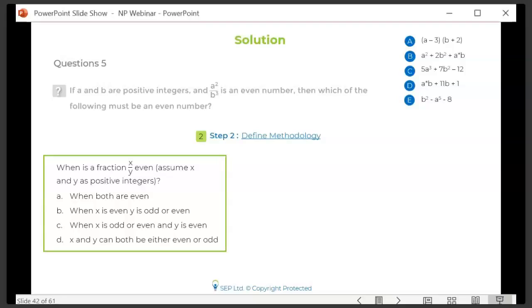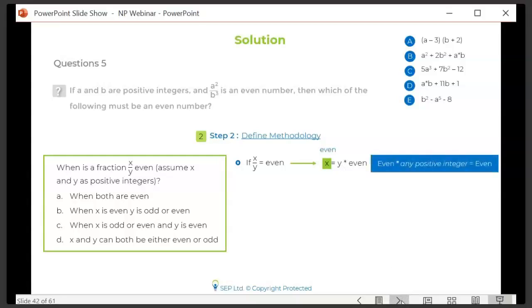Now, again, those who have marked A, this is a very common mistake that people make. What they do is, if x by y is even, they think that x and y both are even. That is incorrect. So maybe you need to brush up on your conceptual knowledge a bit. What you can do is write it like this: x is equal to y into even. This helps you clearly see that x will always be even. Why? Because y into an even number will always give you an even number, right? So the inference about x becomes really easy.